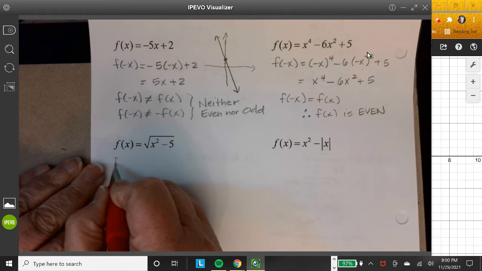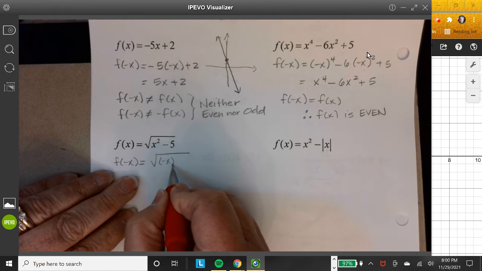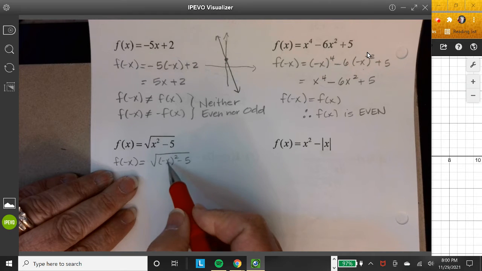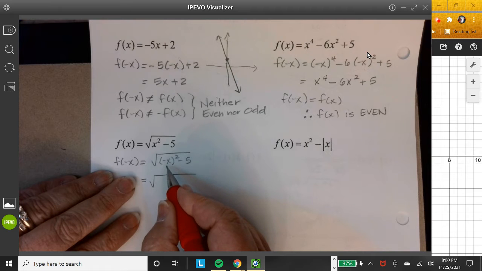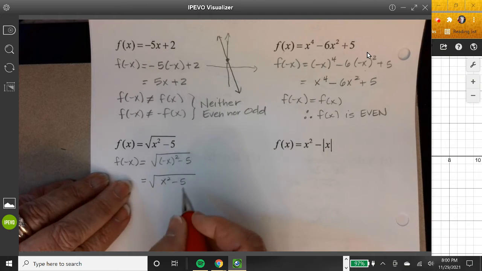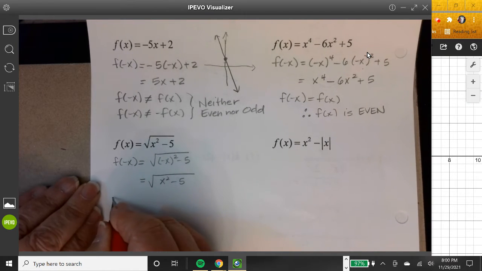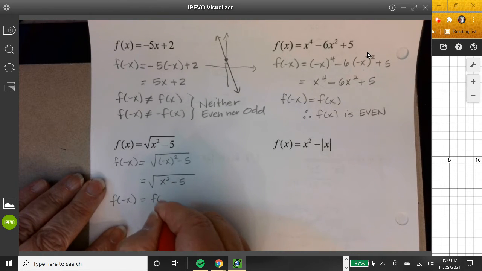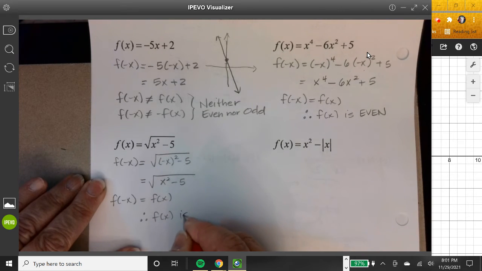To do it algebraically, we're going to put negative x in. So that's going to be the square root of negative x quantity squared minus 5. Now, do you notice when I'm plugging it in, wherever I plug it in, I use parentheses to help me out. So here we go, equals the square root of, well, negative x times negative x is positive x squared minus 5. Wow, lo and behold, did we find f of x? We did. So this is f of negative x equals f of x, which implies we can say, therefore, f of x is even.